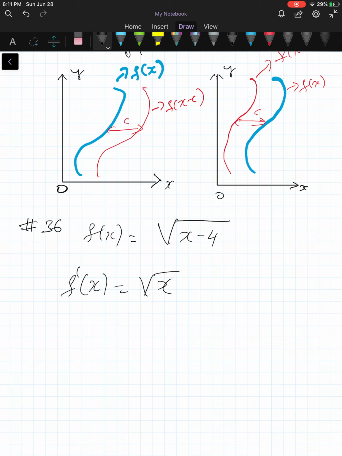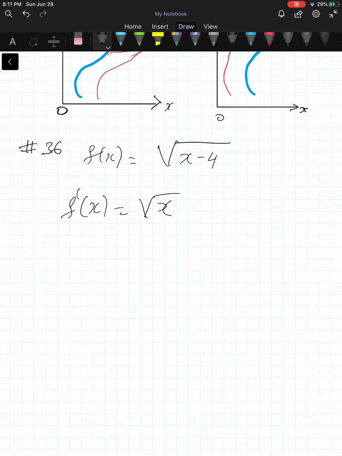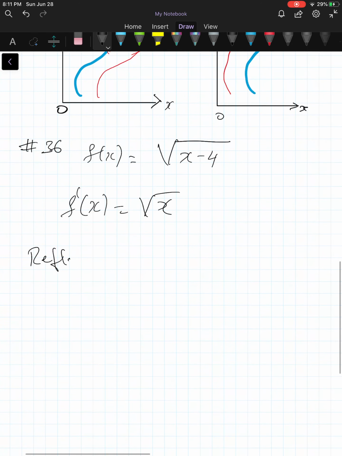So what does it take to reflect it? That is, move from one side of the x-axis to the other side. And what does it take to move the graph from one side of the y-axis to the other side? So what does it take to create reflecting graphs? We shall see that.